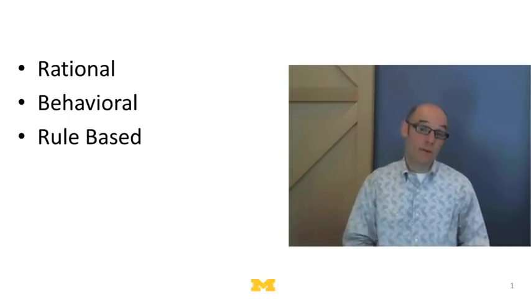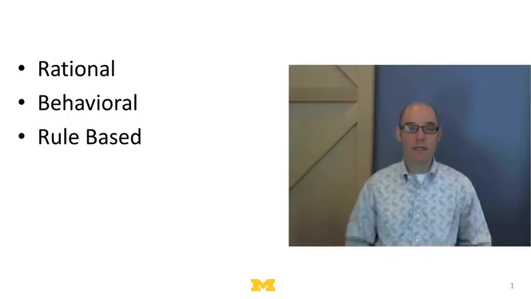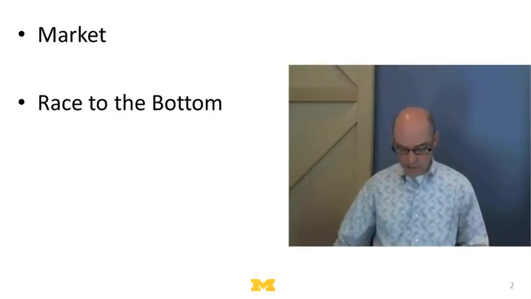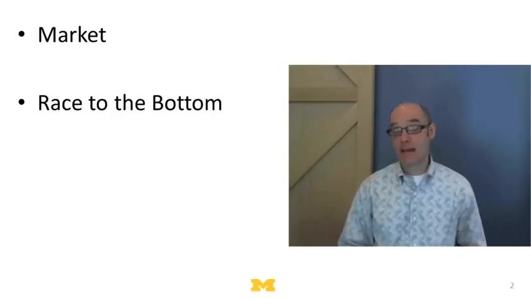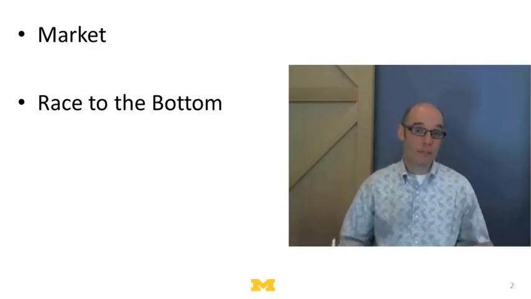Now, in some cases, the rule that people follow will be rational. In some cases, the rule that people follow will be behavioral. In other cases, the rule that people follow will just be some rule that we made up. What we want to do in this lecture is ask, does it matter? Does it matter which rules we write down? Does it matter whether we have rule-based behavior, optimizing behavior, or behavioral models?